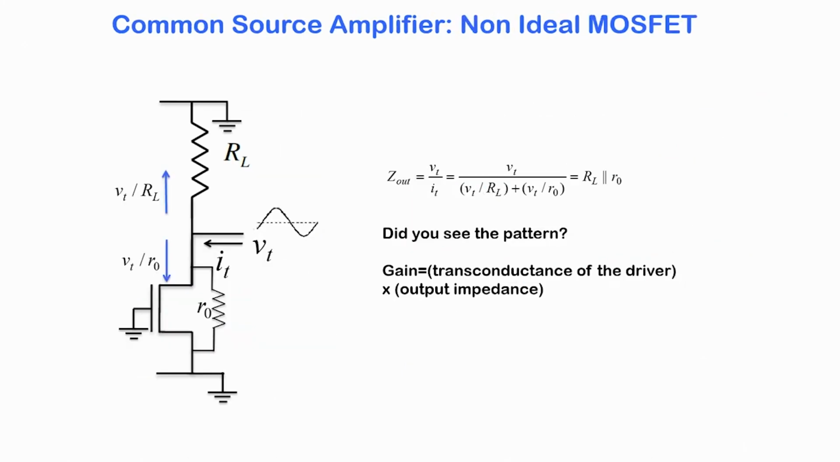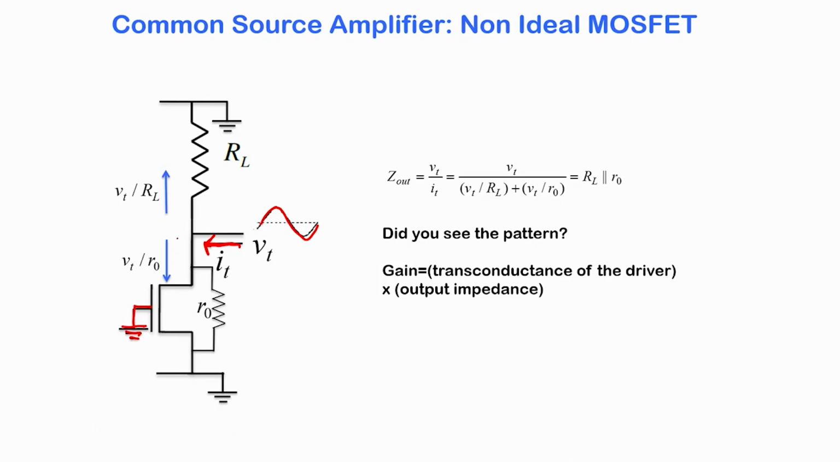So now what is the output impedance of the non-ideal MOSFET? We will do our same experiment. We will apply a test voltage and we will measure the test current that is going in, and we will forget about any input voltages, etc. We will ground all those nodes.